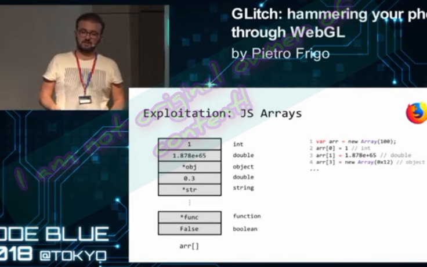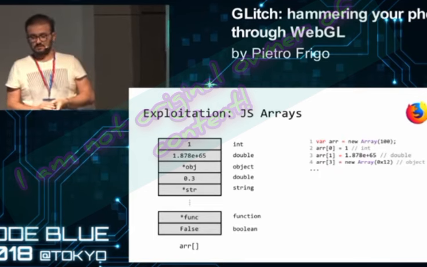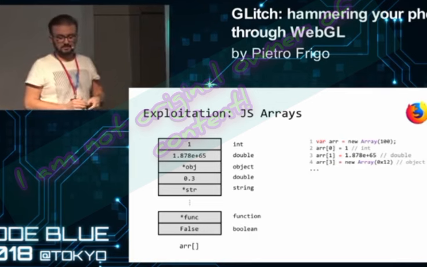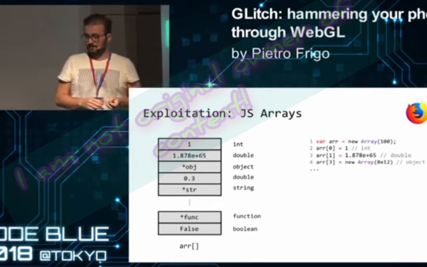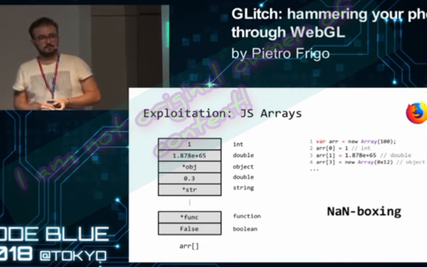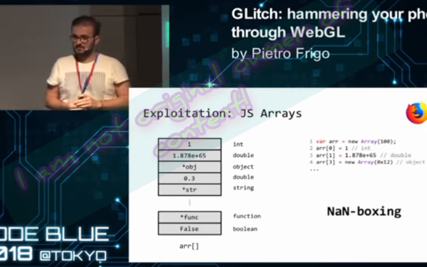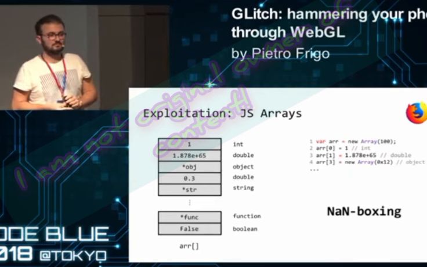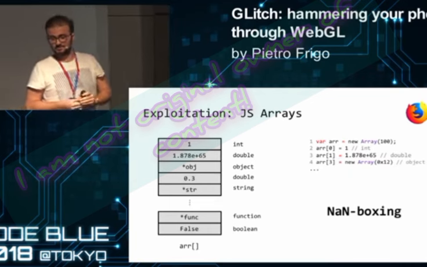Because of course a browser wants to keep up performance, so they need to have an efficient way to do this and not decrease the performance. And the answer is NaN-boxing. Now, how many of you know about NaN-boxing? Is anyone familiar with NaN-boxing? No? Okay, well, I'm going to explain.